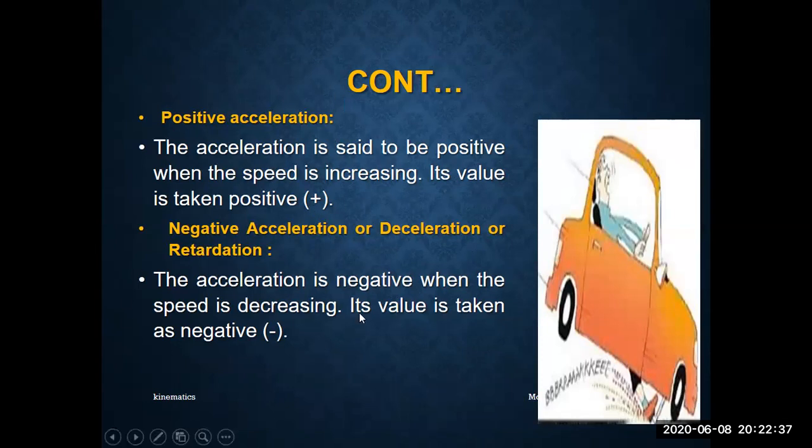But what happens when you suddenly apply the brake? You are moving with a velocity of 10 meters per second. This is your initial velocity at that time. And when you apply the brake, it becomes 0. 0 is the final velocity. When you find the difference, 0 minus 10, that will be a minus sign. This shows that when the velocity is decreasing, the acceleration will be negative. This is the concept.